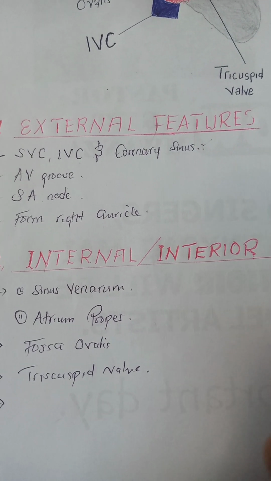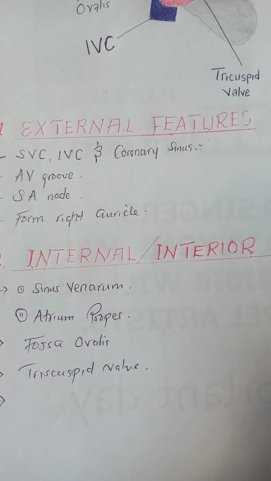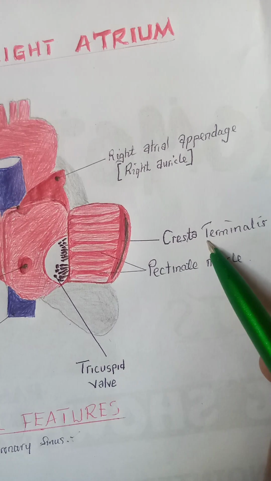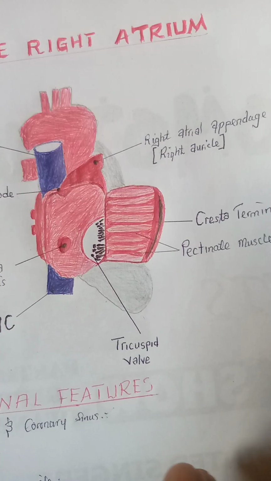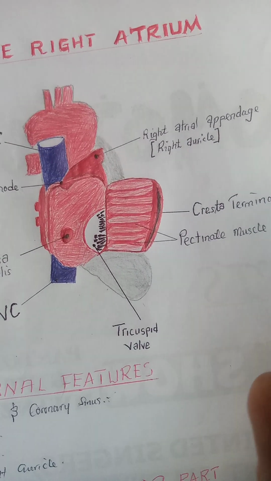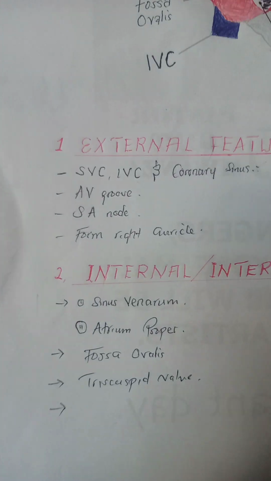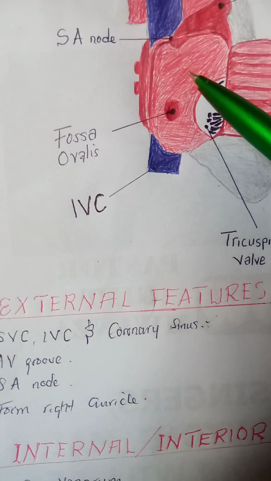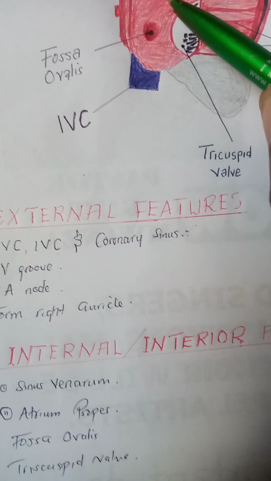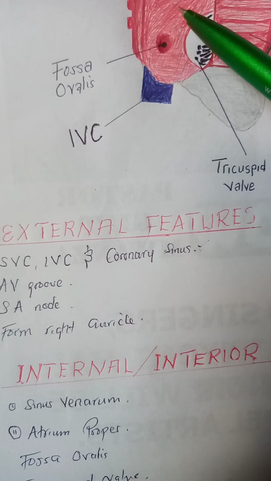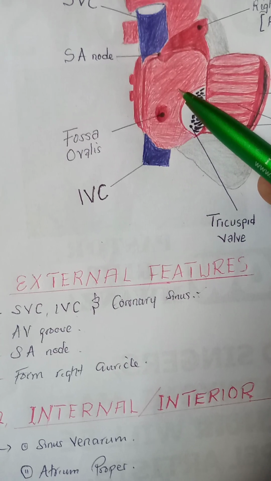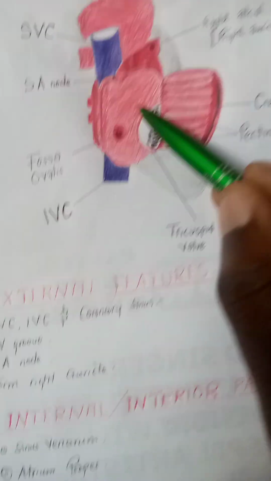Basically, the interior aspect of the right atrium is divided into two by the crista terminalis. This is the crista terminalis here. The crista terminalis divides the internal part of the right atrium into two. You have the first one, which is the posterior, and the anterior. This is the posterior. The posterior one can also be referred to as the sinus venarum. This is the sinus venarum, and this is the smooth part.